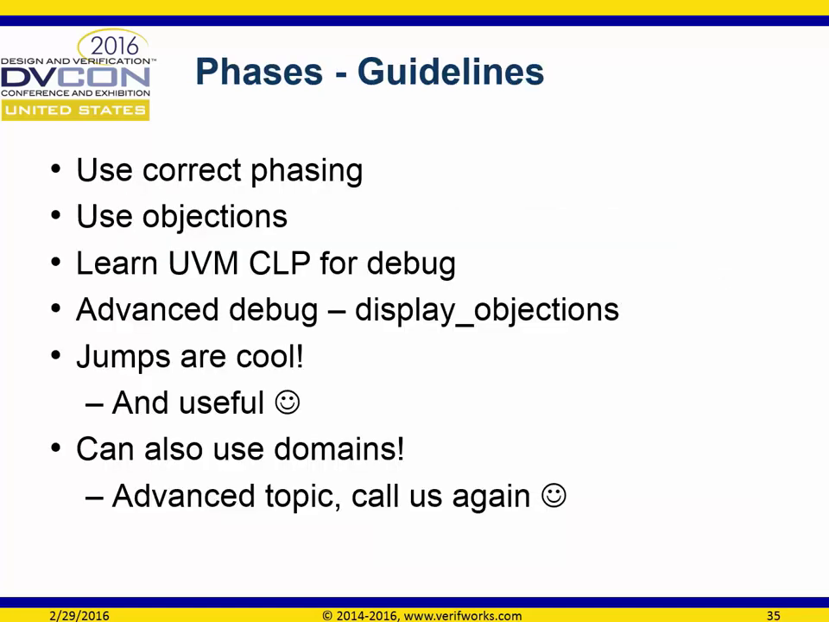There are some guidelines to phasing that Srini puts out. To use the correct phasing, use objections. We're going to talk about the command line processor in a minute for debug. We just talked about how to display the objections. And he believes jumps are cool and useful. Some of us may agree, some of us don't. And you can also use domains. He wants you to call him.